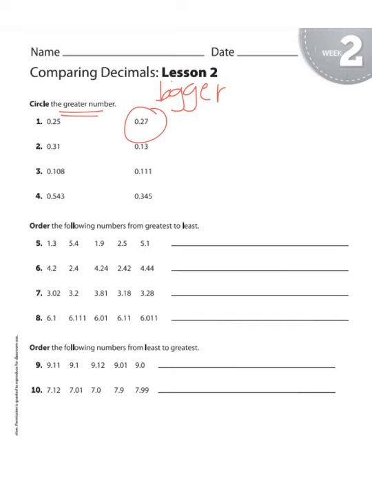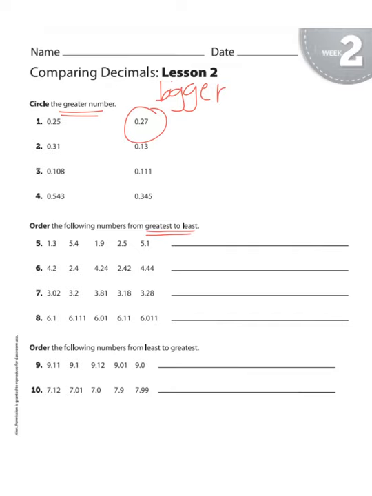Okay, on 5 through 8, you are going to order those numbers from greatest to least. I think this is where I have the biggest problem, is that kids will go from least to greatest, and it says go from greatest to least. So you're going to find your biggest number and go down. Okay, so let's see, on number 5, I have 1.3, 5.4, 1.9, 2.5, and 5.1. So 1 and 3/10, 5 and 4/10, 1 and 9/10, 2 and 5/10, and 5 and 1/10.